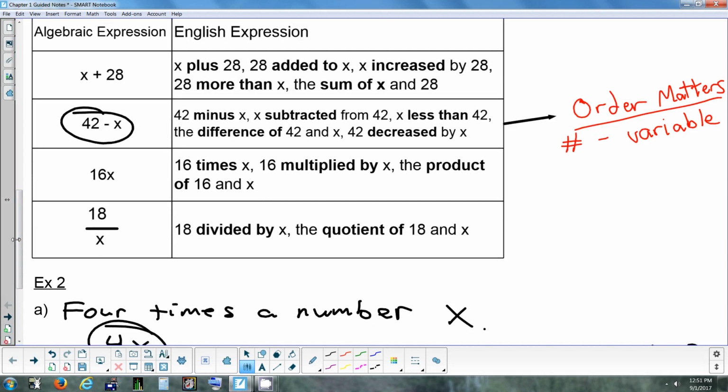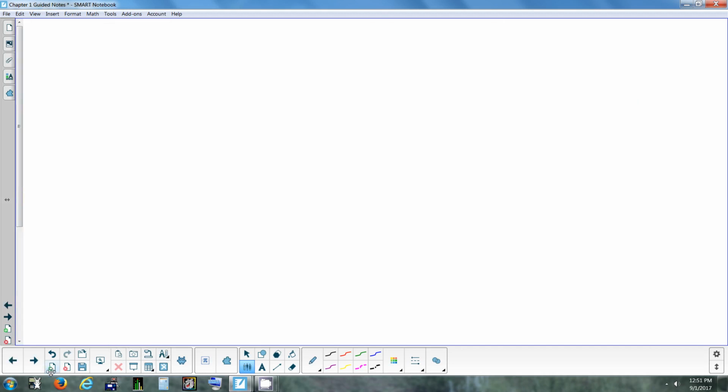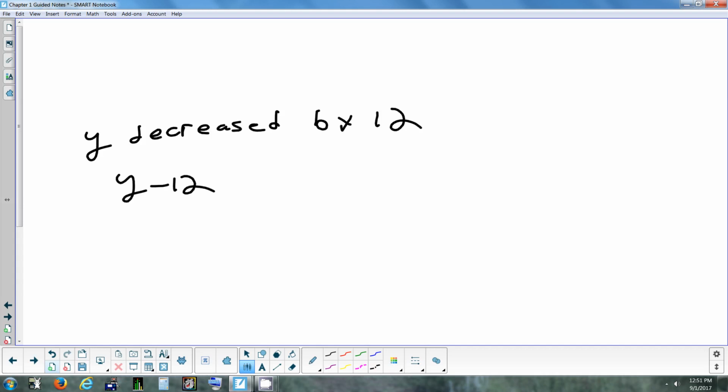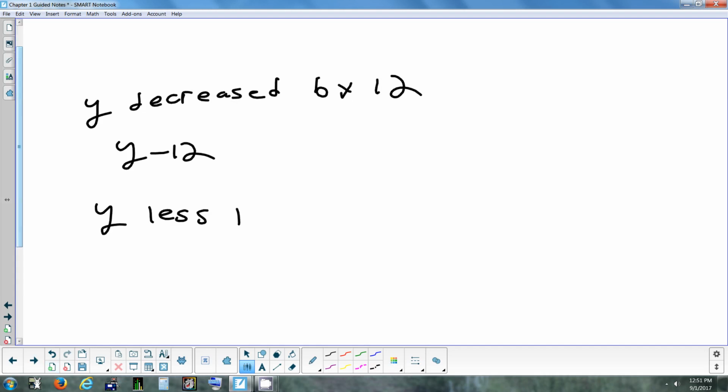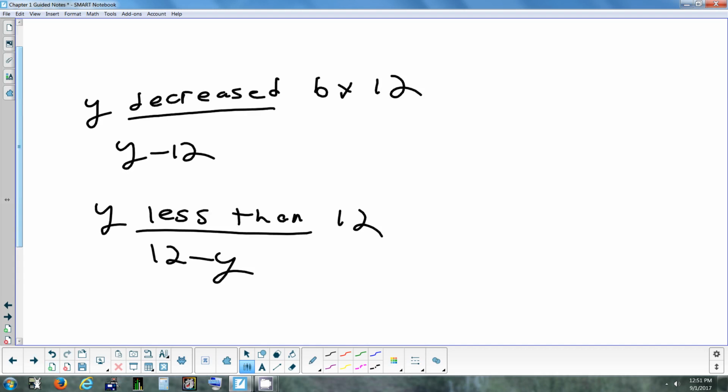So if we had something like y decreased by 12, you want to tell me how you'd write that one? Y decreased by 12. Y minus 12, yes. Okay, so now what if I wrote it like this? Y less than 12. Yes. Y less than 12 is 12 minus y. Whenever you see the words less than, the number needs to go first, then the variable. Okay, so subtraction is probably the trickiest one.